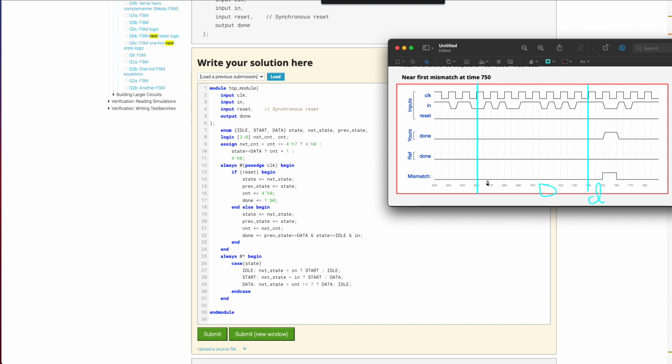And then so here, you know, can we deduce that this is the only entry point? So then we say this is start. Right? But my in is 1. So how do I get to data here? I can only go to data if it's 0.